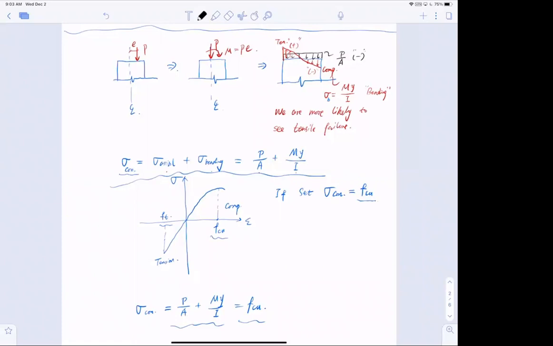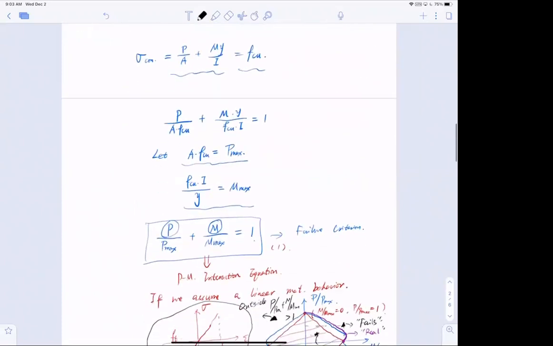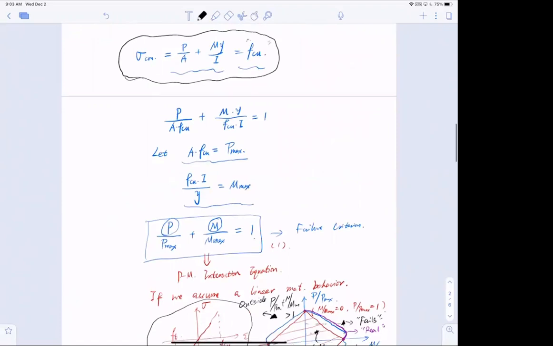Simple as that. Now, we also talked about it: if we want to find out the failure criterion for the case, what we have to do is take this equation, the stress of the concrete, and let it equal a so-called critical stress f_cu, right? Then if we divide f_cu on both sides of the equation, I end up with this equation right here, where this is the axial behavior and this is the bending behavior. Whichever reaches one first, the column will fail, right?